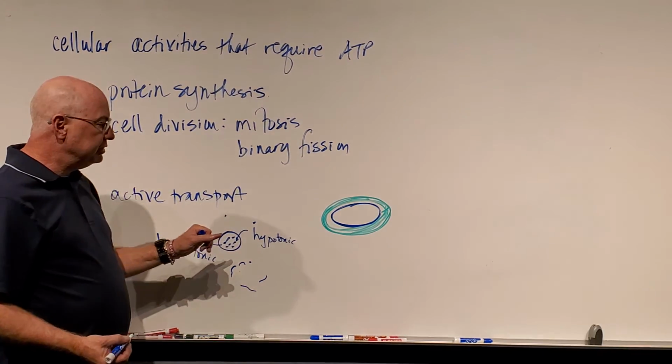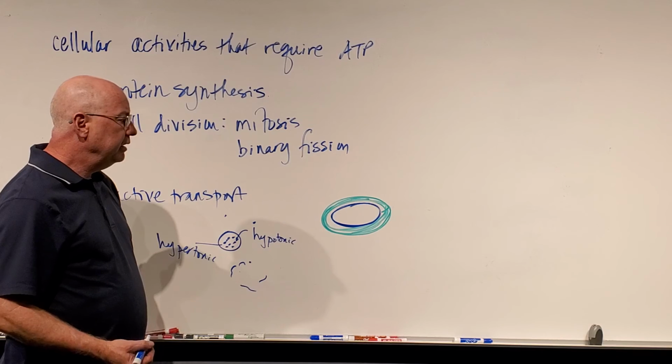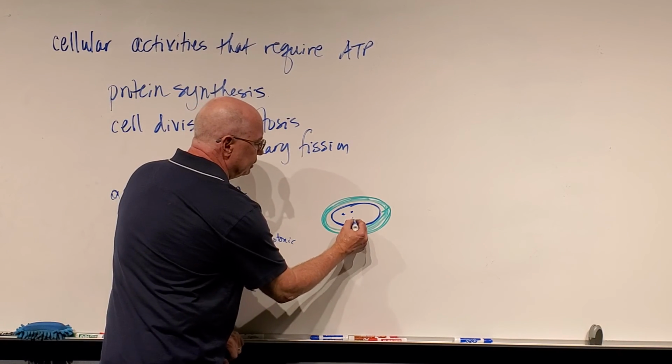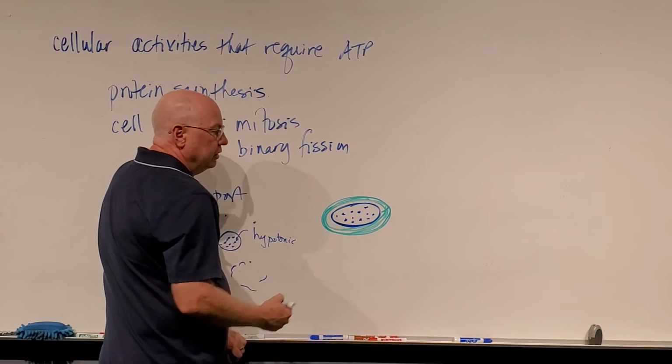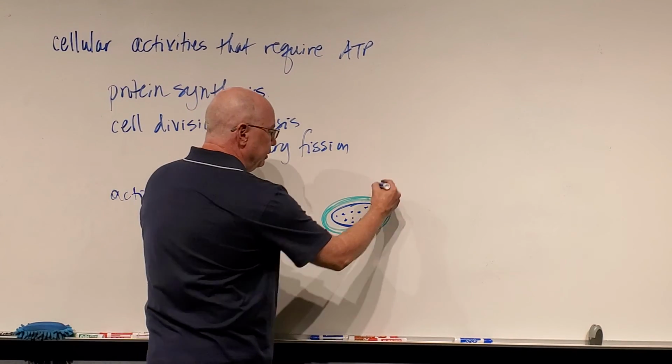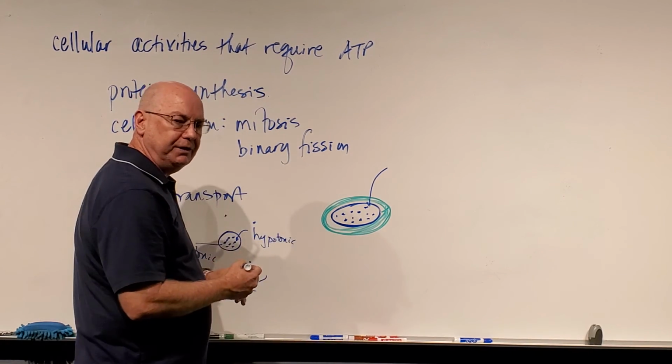Well, one of the reasons that bacteria can survive a hypotonic condition is that even though they're hypertonic inside with all these proteins and ribosomes and other substances, the cell wall prevents them from rupturing. So even if water moves in, the cell wall will prevent them from popping.